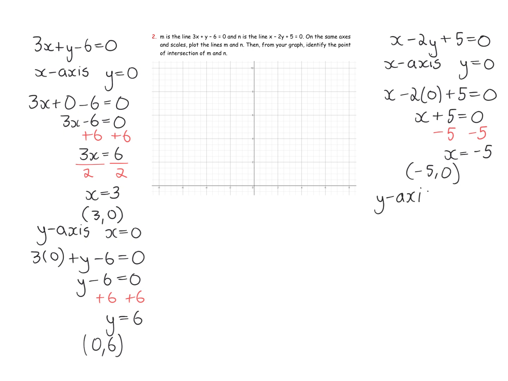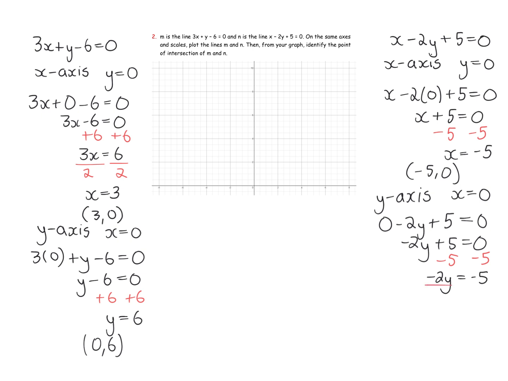It's going to cross the y-axis when x is equal to 0. So here we're just replacing x with 0. So we'll be left with minus 2y plus 5 is equal to 0. We need to get y by itself, so I'm going to subtract 5 from both sides. So what we'll be left with is minus 2y is equal to minus 5.